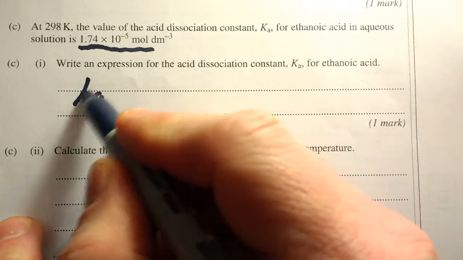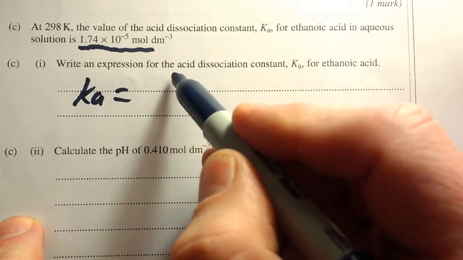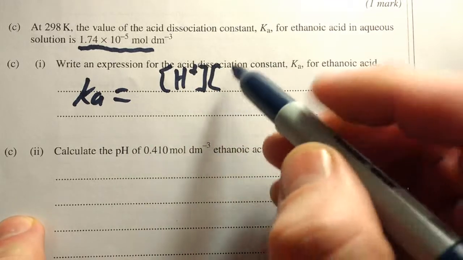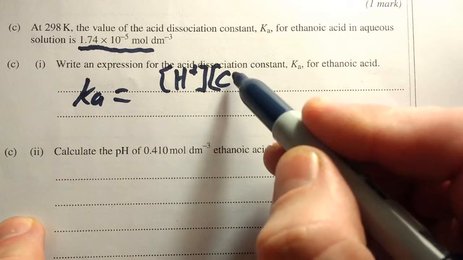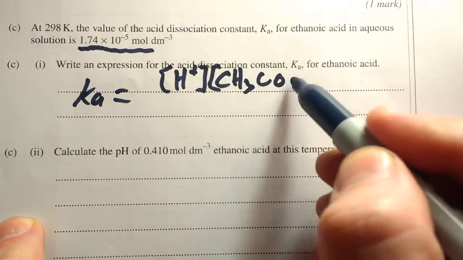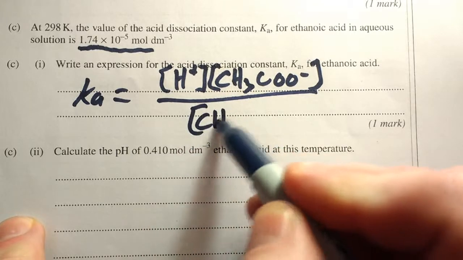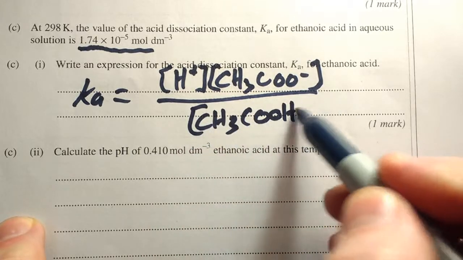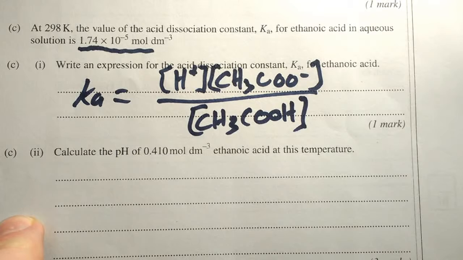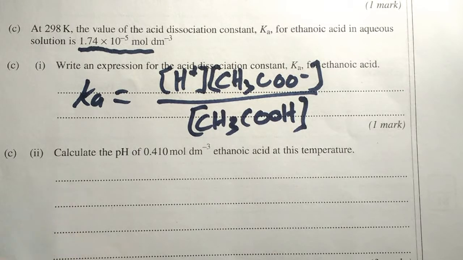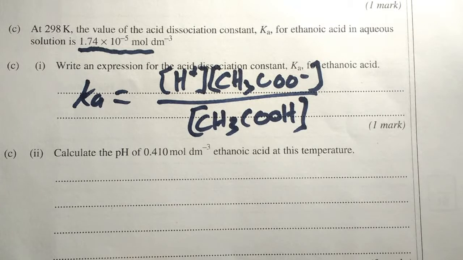for ethanoic acid. Now we know that it's going to dissociate into H plus ions, and it's also going to be the corresponding negative ion, and that's all over the original acid concentration. And we're going to use that when we calculate the pH in the next question.